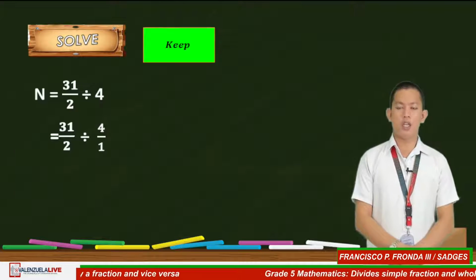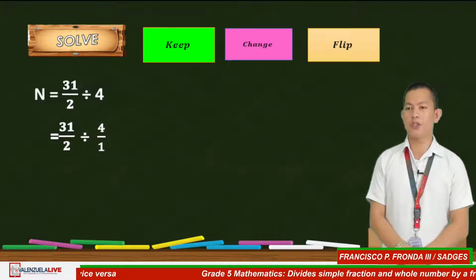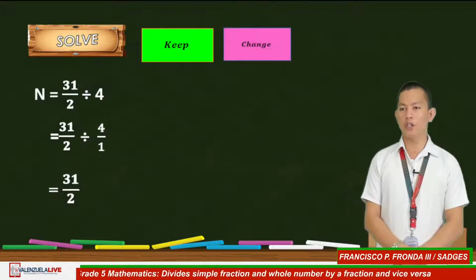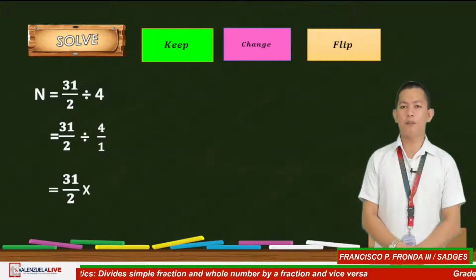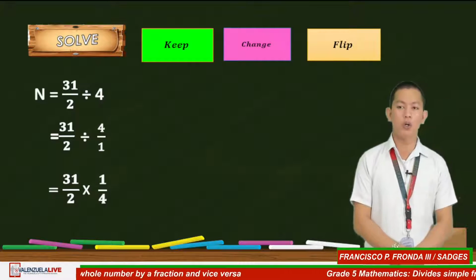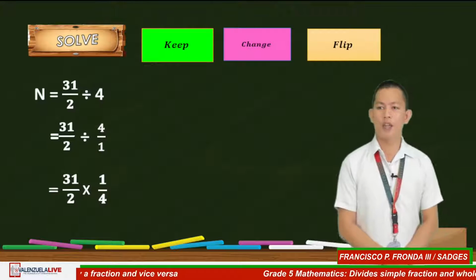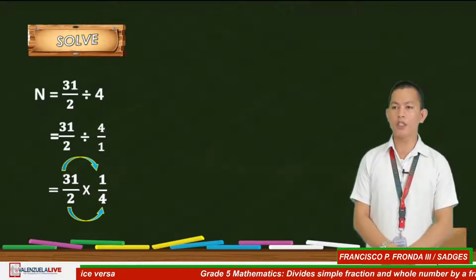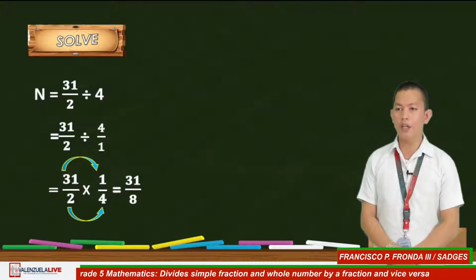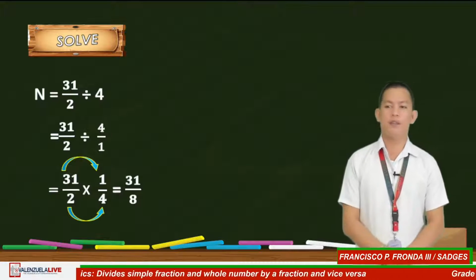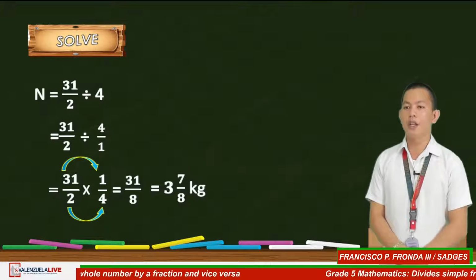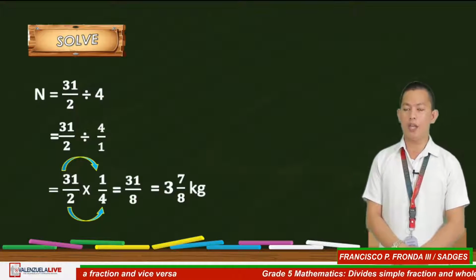Then, let's use the process keep, change, and flip. So you're going to keep the dividend, 31.5. Change our operation, division, to multiplication, and then flip our divisor. Since our divisor is 4 over 1, we can flip 4 over 1 to 1 over 4. Very good, grade 5 learners. Then, let's multiply the numerators and the denominators. 31 times 1, the answer is 31, and 2 times 4, the answer is 8. Then, simplify your answer. The mixed fraction form of 31 over 8 is equal to 3.78 kilograms.